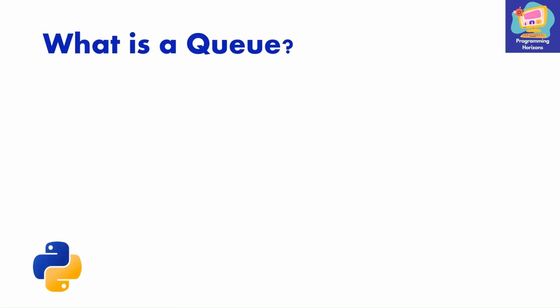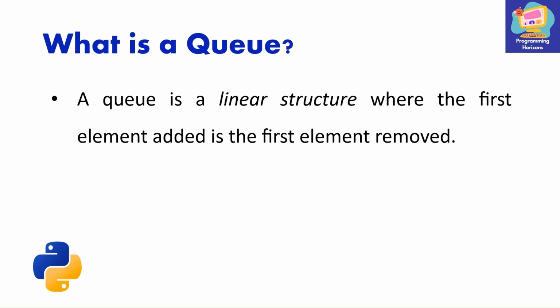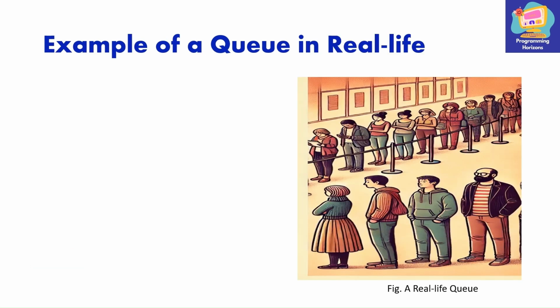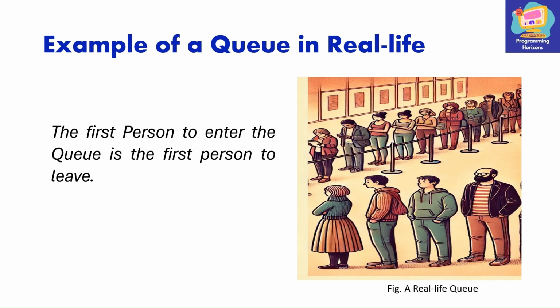A queue is defined as a linear structure where the first element added is the first element removed. It follows the principle of FIFO, or first in, first out. A classic example of a real-life queue is a queue of people waiting at a ticket counter. So in this case, the first person to enter the queue is the first person to leave.